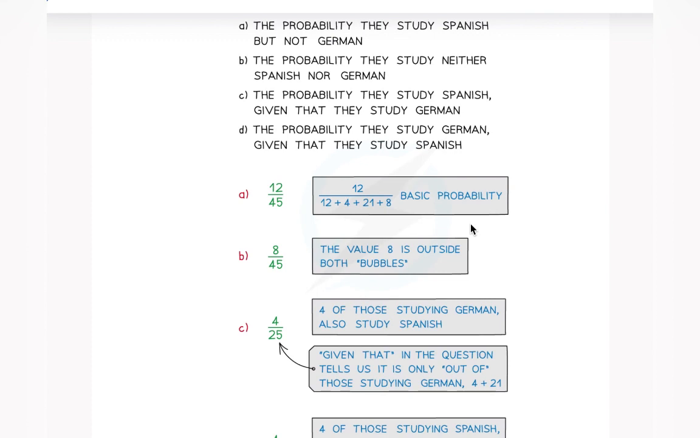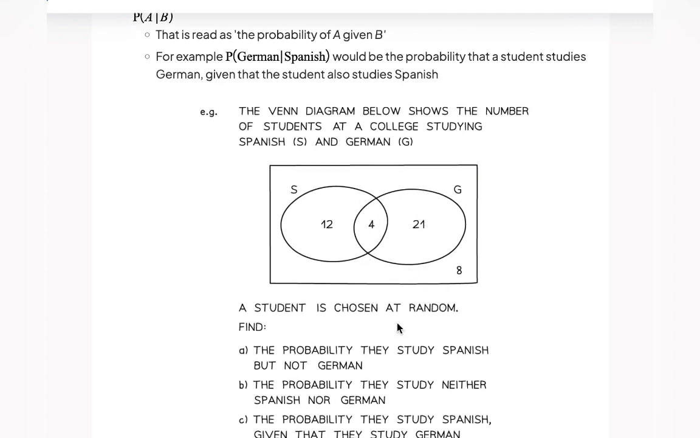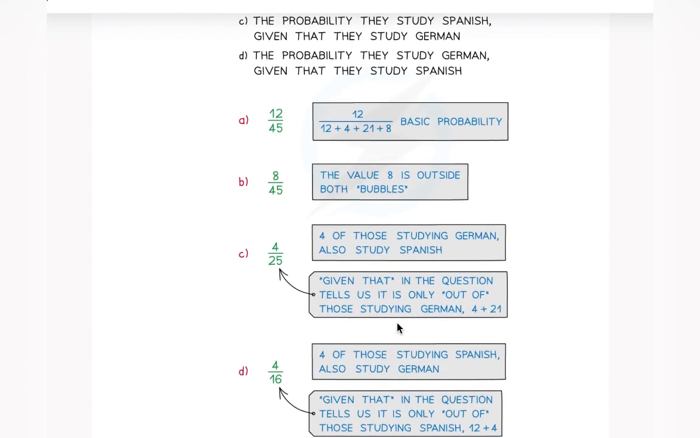And those who study German is 25, which means 4 plus 21. The 4 includes Spanish, plus the 21 who study only German. So this gives us 4 over 25 in this case.